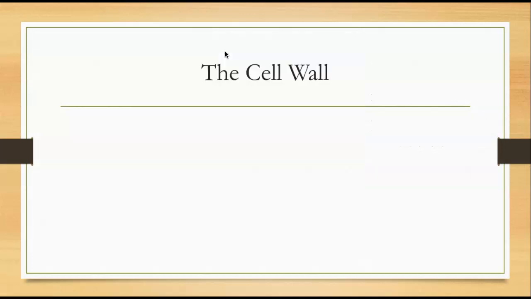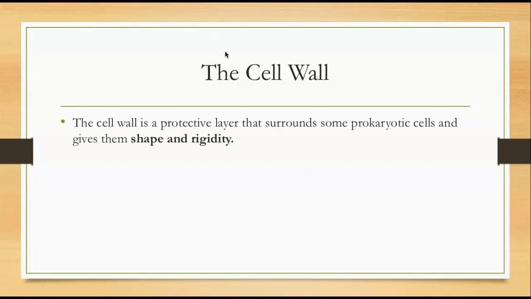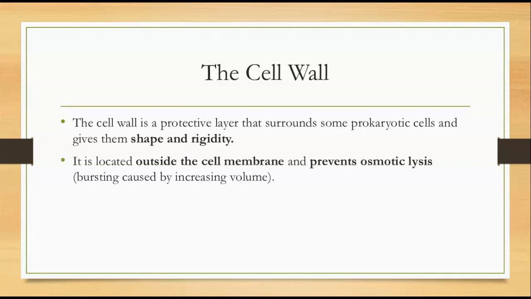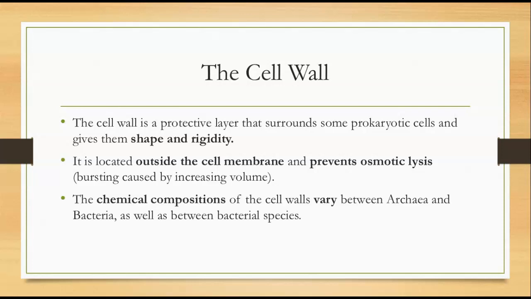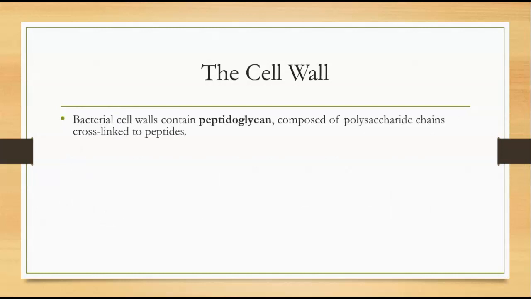Okay. Let's talk a little bit more about the cell wall. The cell wall is a protective layer that surrounds some of the prokaryotic cells, and it gives them their shape and rigidity. It's located outside the cell membrane, and it prevents them from bursting osmotically because they have too much water inside of them. The chemical compositions of the cell walls will vary between the archaea and the bacteria, as well as between bacterial species. Bacterial cell walls contain a molecule called peptidoglycan. It's composed of polysaccharide chains cross-linked to peptides.